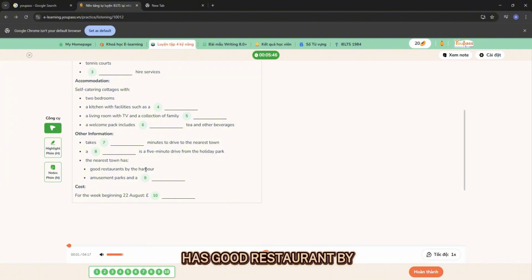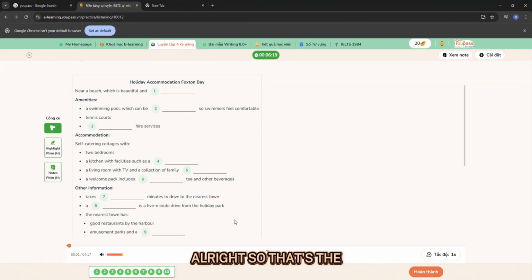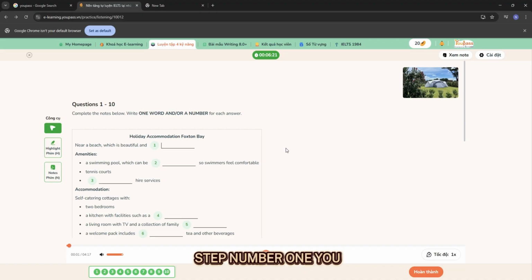And the nearest town has good restaurants by the harbor, amusement park, and something. So a place, pay attention to that. And finally here, the cost. Okay, it will be a number. Remember to never write down the first cost that you hear. It will definitely be a trick. It usually will be the second answer or maybe the third, based on, they say, the week beginning 22nd of August. All right. So that's step number one you should do.